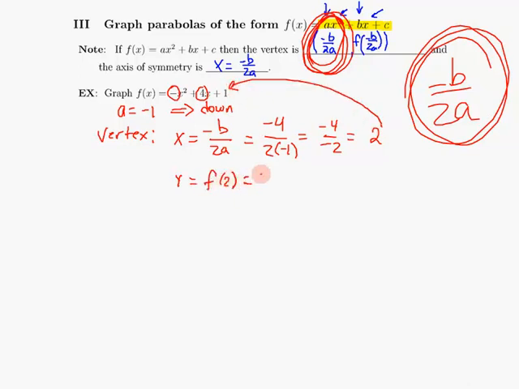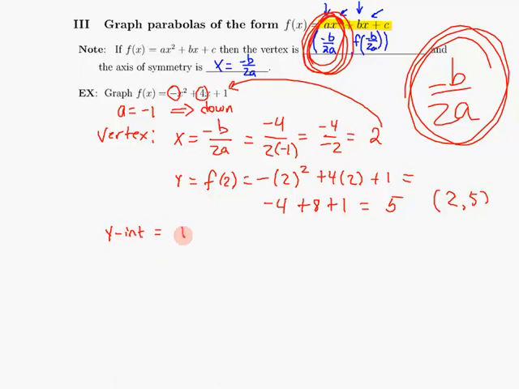F of 2, which is going to give me a negative 2 squared plus 4 times 2 plus 1. So that's negative 4 plus 8 plus 1. Negative 4 plus 8 is 4, plus 1 is 5. So your vertex is the point 2, 5. Okay. Lastly, you find your y-intercept by letting x equal 0. So f of 0 is plugging 0 up here in for x. You have negative 0 squared plus 4 times 0 plus 1 gives me just 1. So 0, 1 is my y-intercept.